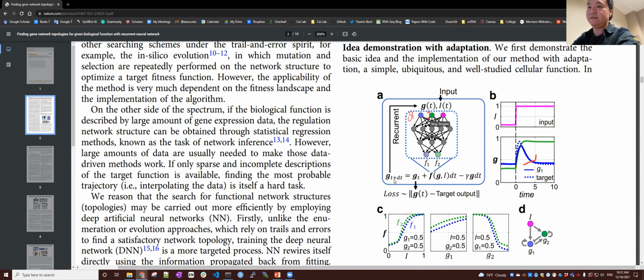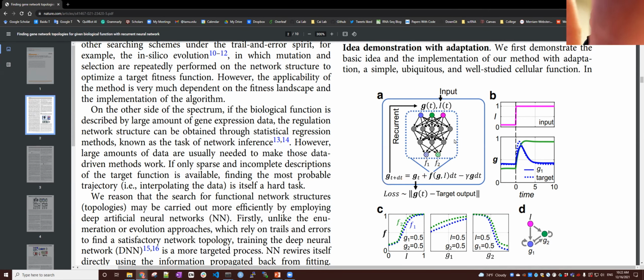I think the input is G1, G2, and I at some time t, and you will output the F1 value at the time t and F2 at the time t, and you introduce this F to the equation here, then you get the gene expression of a next time point. So it's a supervised learning because we have the time series data. So we can train this recurrent neural network.